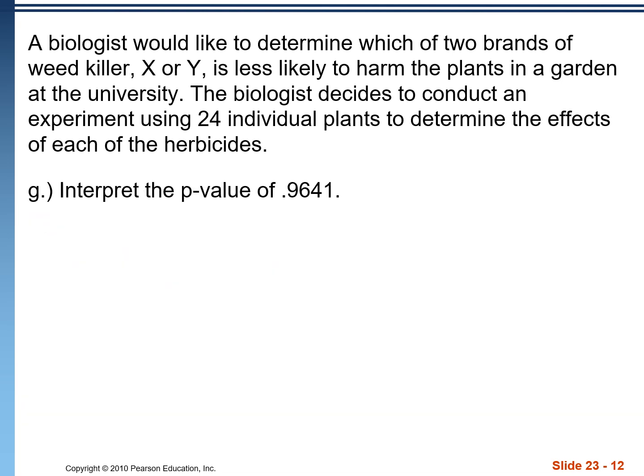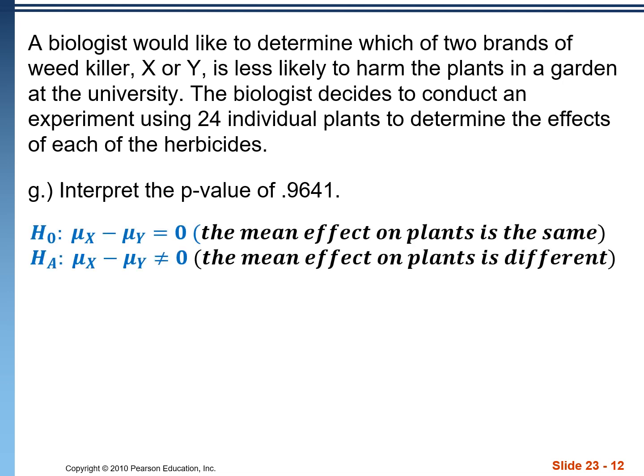Interpret the p-value of 0.9641. This is the statement that always begins with if the null hypothesis is true. And we haven't actually written hypotheses, so let's start with that. It's a two-sample t-test, so we want two means. And the null hypothesis is always that the difference between those means is 0. The alternative is saying, is there a difference? So difference not equal to 0. I have both of these written out verbally over here, but you don't have to do that in normal cases. It's only to assist with writing this.